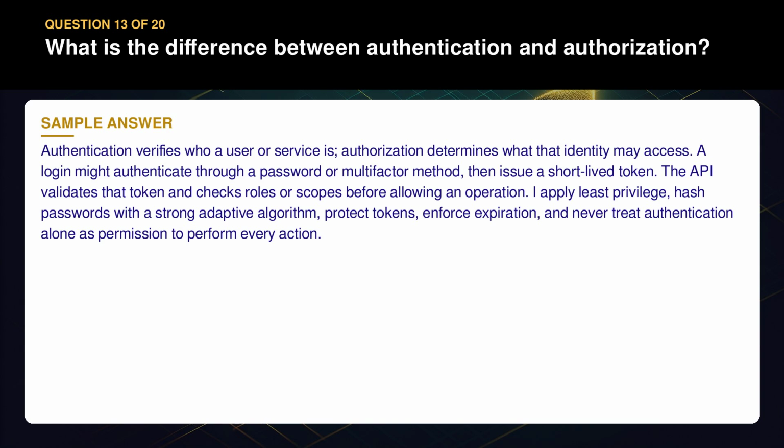A login might authenticate through a password or multi-factor method, then issue a short-lived token. The API validates that token and checks roles or scopes before allowing an operation. I apply least privilege, hash passwords with a strong adaptive algorithm, protect tokens, enforce expiration, and never treat authentication alone as permission to perform every action.